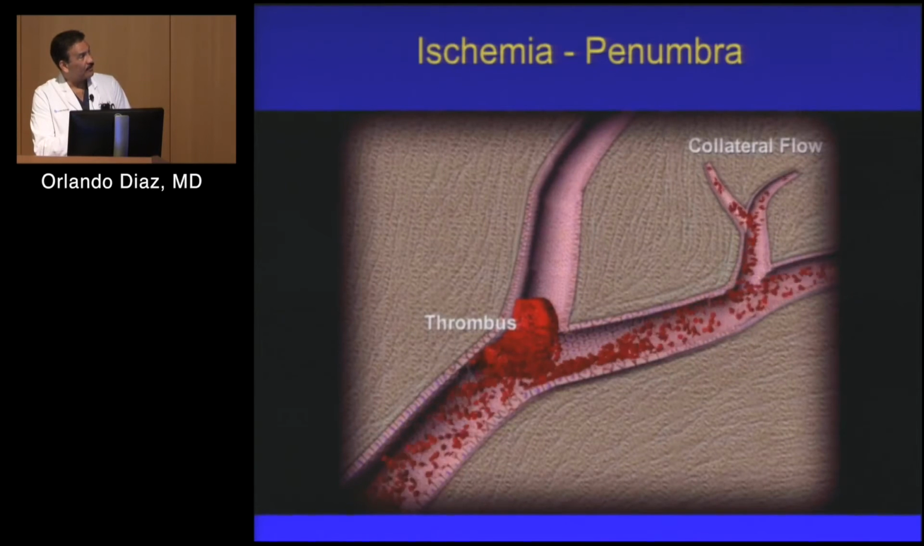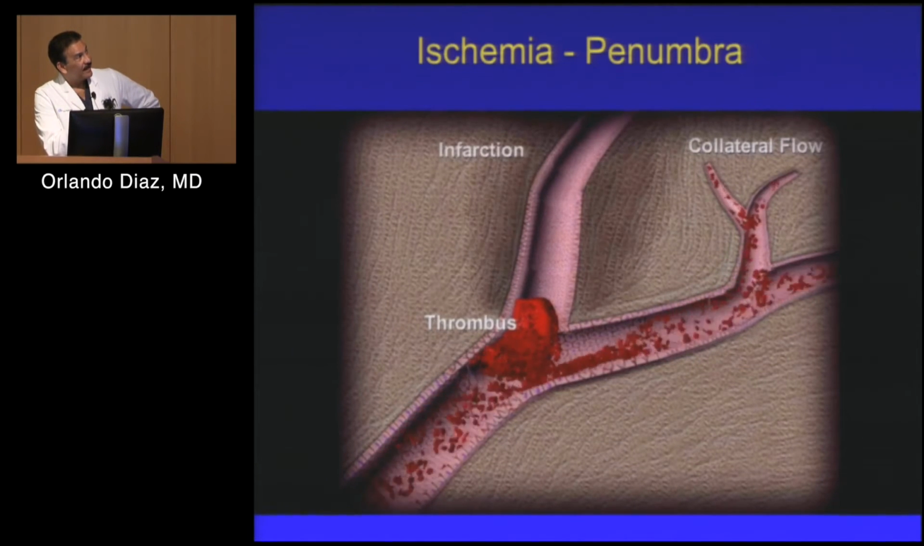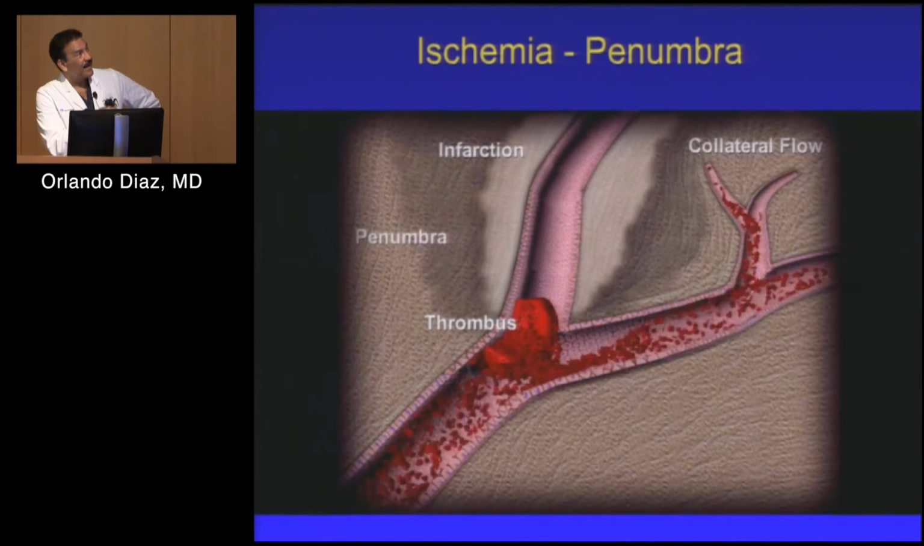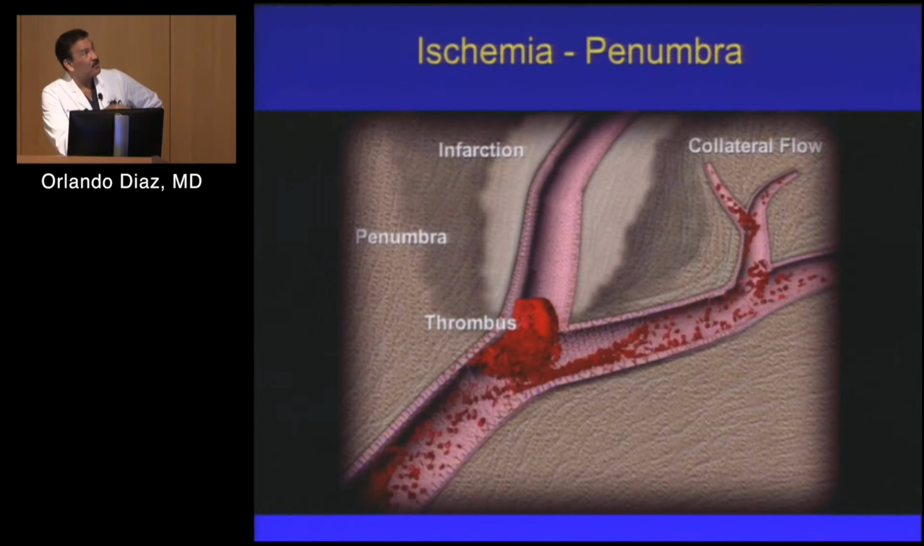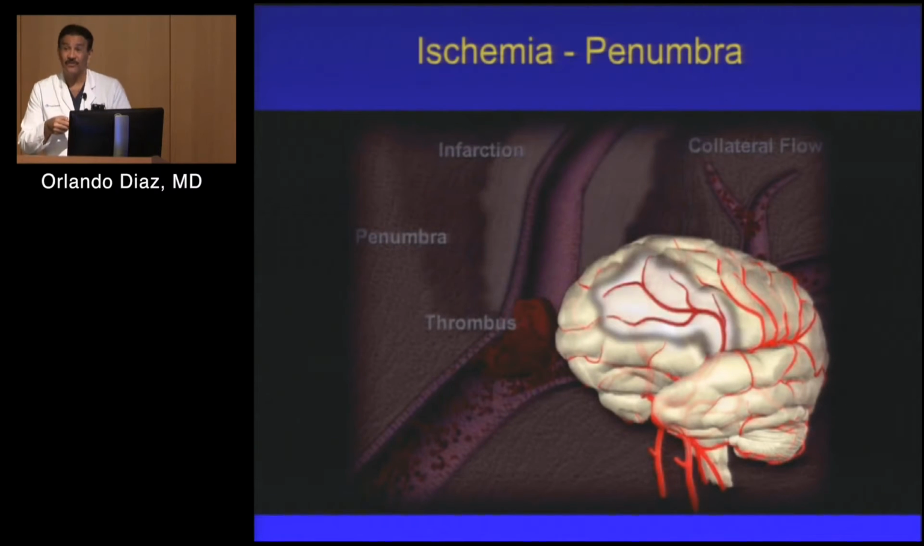So this is the thrombus here. Then there is ischemia, then there is an infarction, and around the infarction there is penumbra. This area here is hypoperfused, is ischemic. We cannot do anything to this. This is dead. So we need to go to there. We need to recover that penumbra.